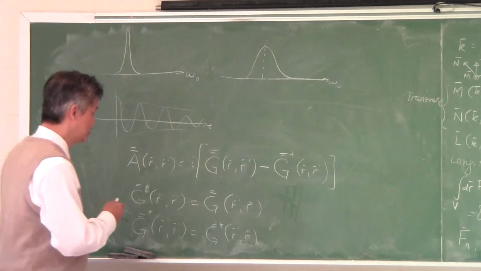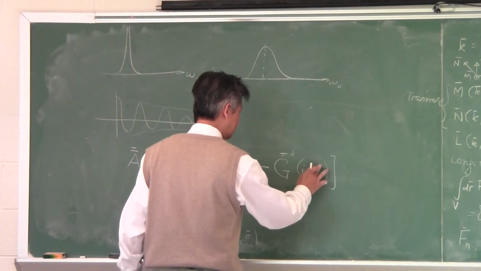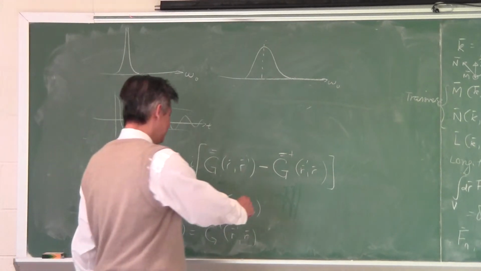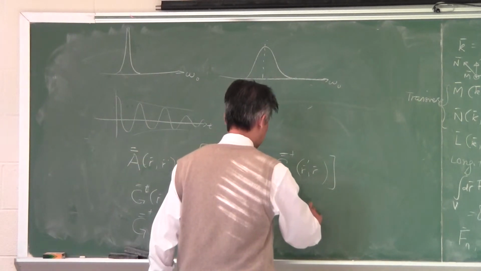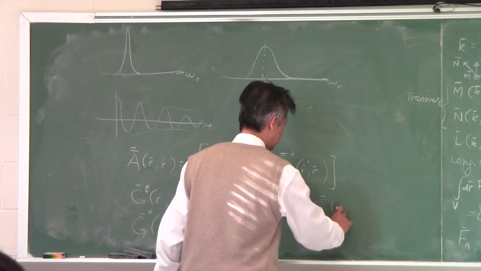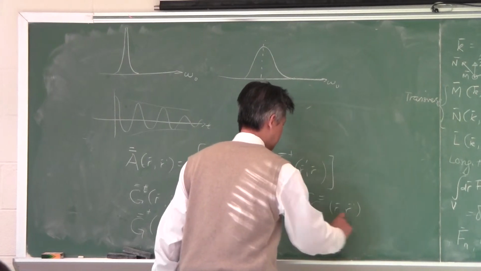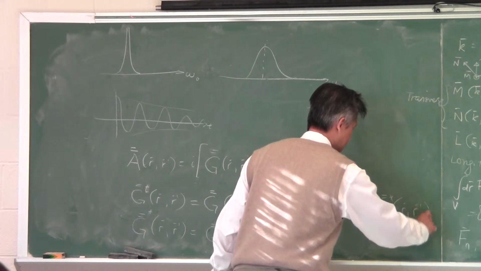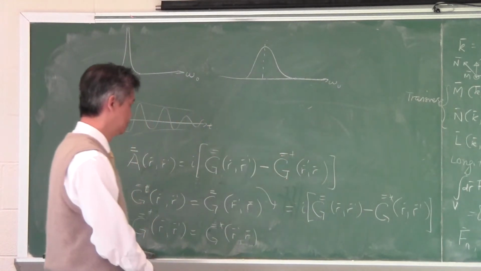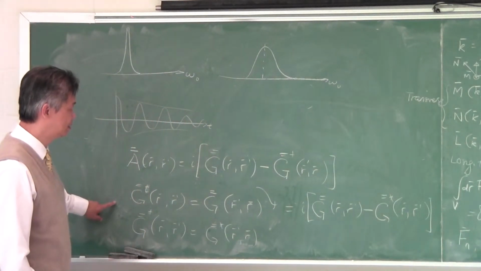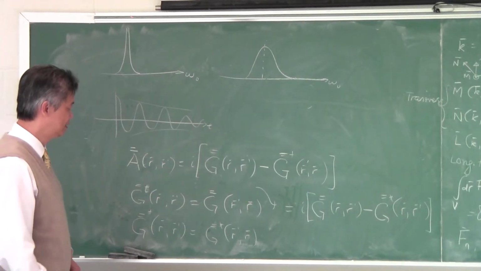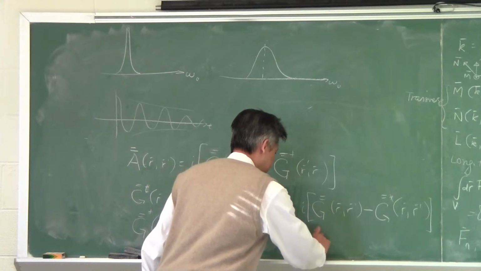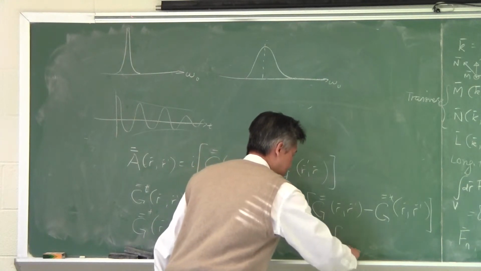And then I think this should be this way around. If I put this R prime over there, then it works. Okay. So this then is equal to i times the Green's function itself minus its complex conjugate. If I make use of this property, then that becomes that. Then this becomes the imaginary part of the Green's function.